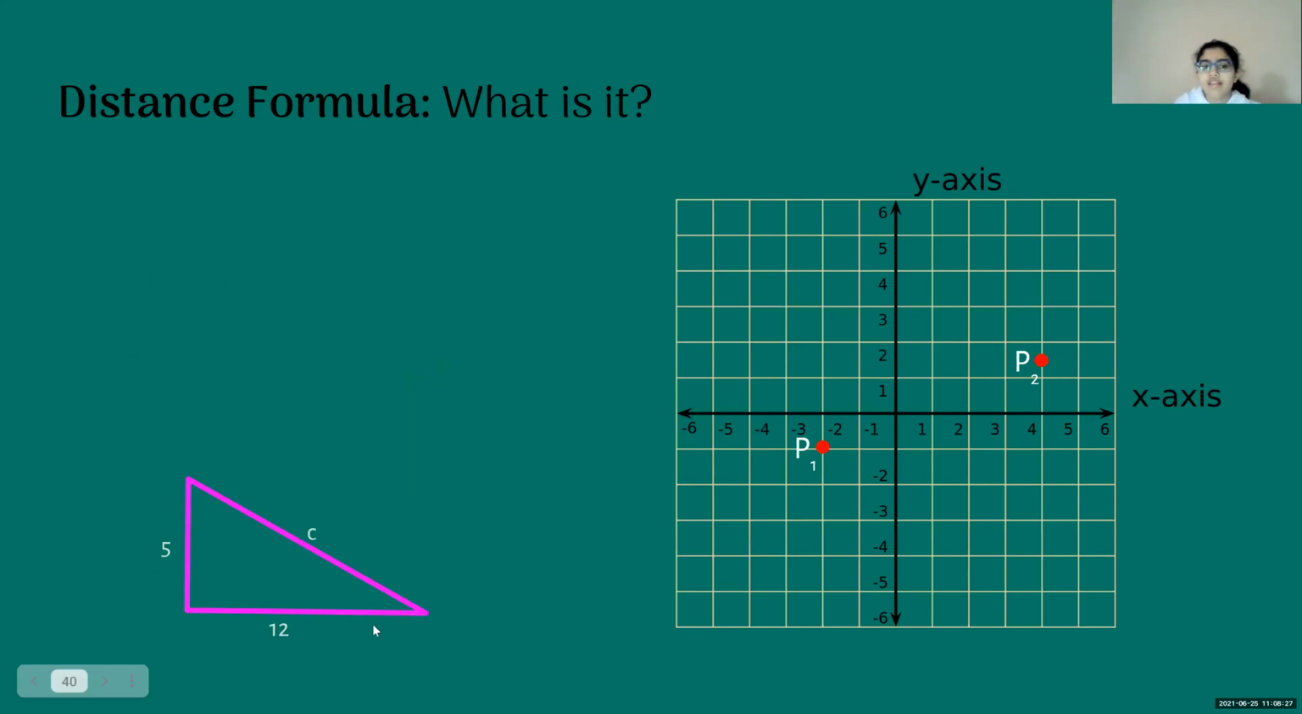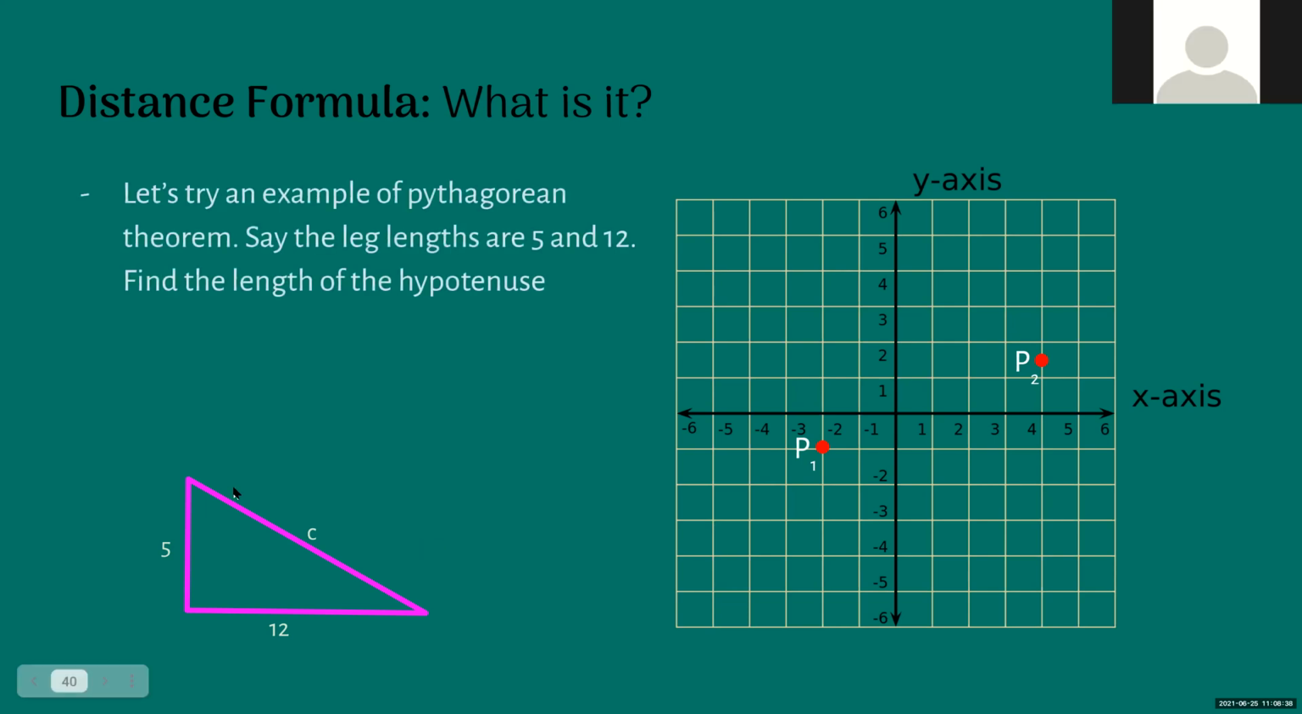So for example, let's solve for c. What is c in this right triangle? C is 13. Correct. And we can place C as the distance between P1 and P2 and use the Pythagorean theorem. So that is what the distance formula is. You can place C as the distance between P1 and P2. So here, C is 13.